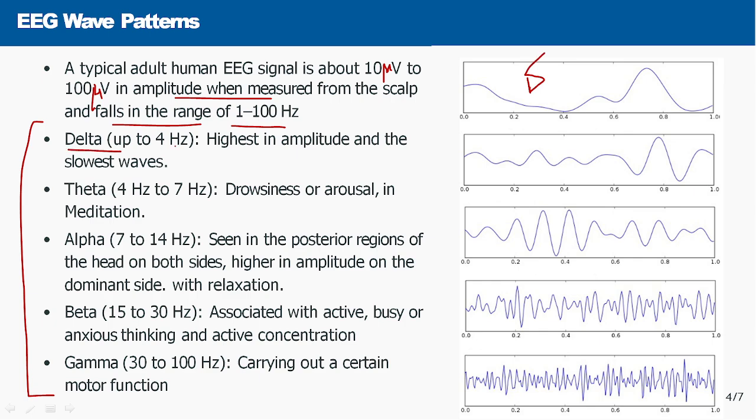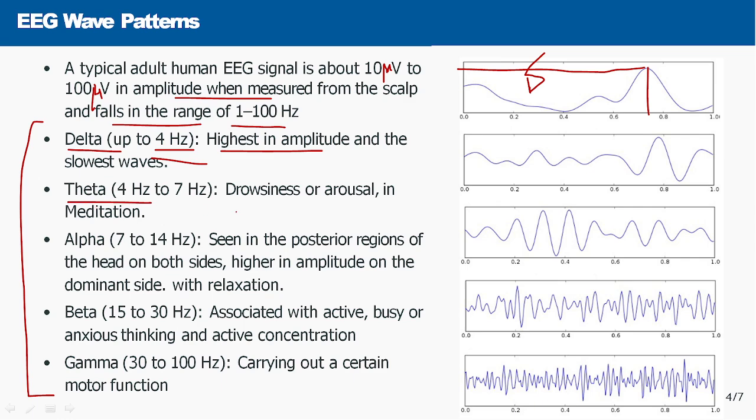So this delta waveform is up from DC, meaning almost 0 to 4 hertz in frequency, and it has the highest amplitude. You mark here, this amplitude is high; maximum amplitude is obtained for these delta waveforms.